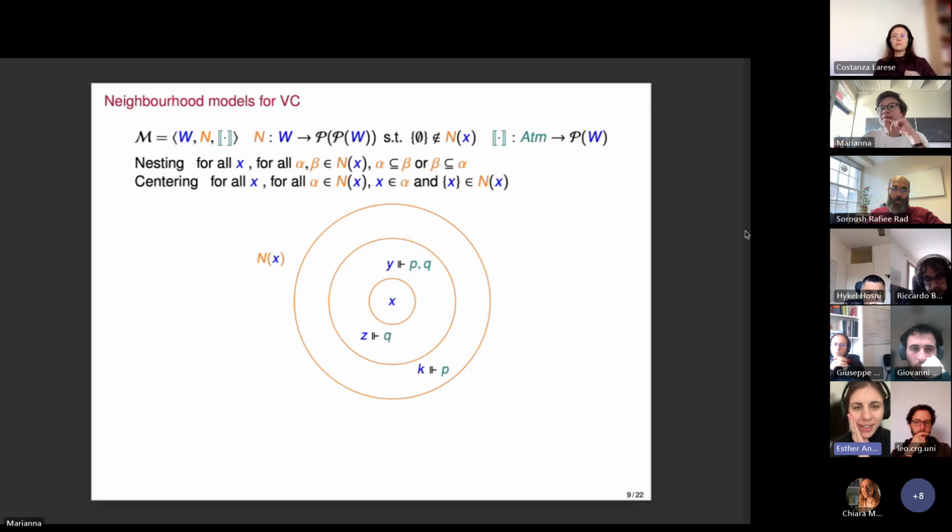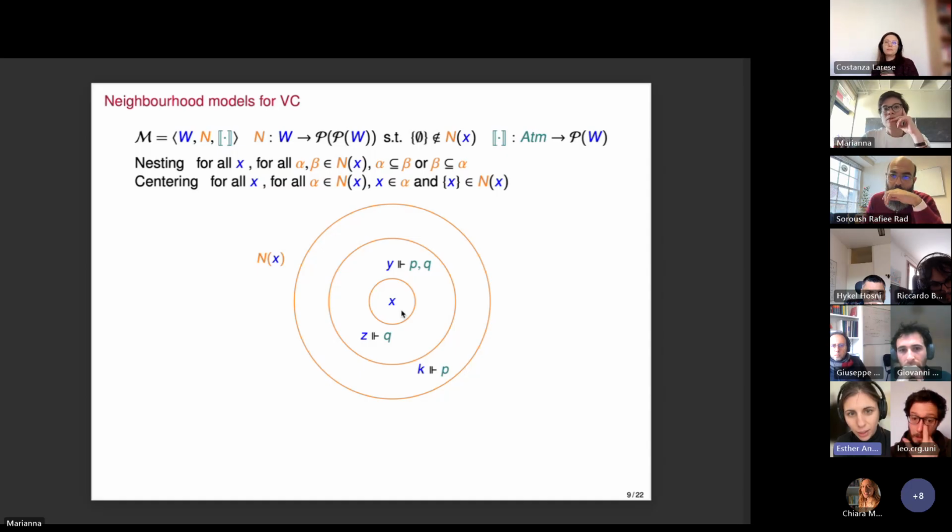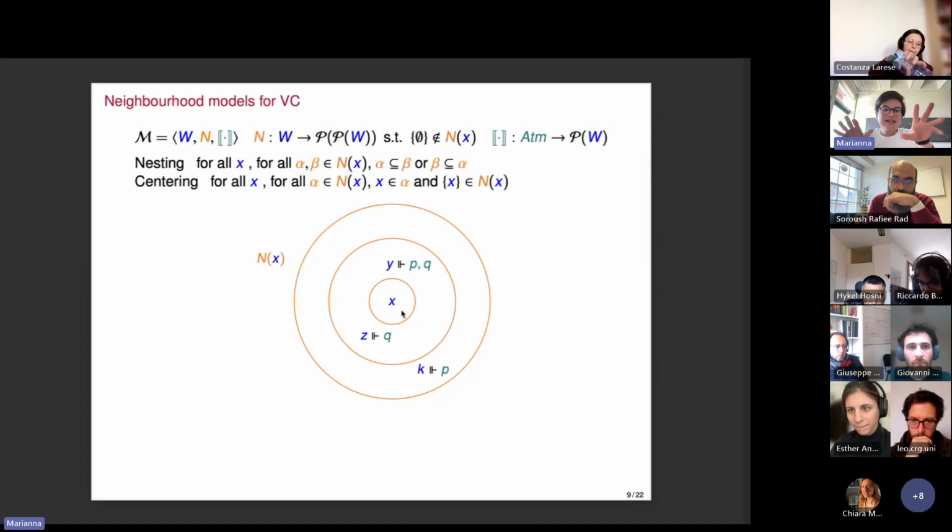Yeah, question? Do you have the valuation defined also on x? Or, in this example here, if there is nothing, it means that it does not satisfy neither p nor q. Yeah. In this simple example, x does not satisfy any propositional atoms, but of course it could have been different. Good point. It doesn't mean that you don't know. It means it doesn't satisfy p, it doesn't satisfy q, but we are in classical logic. Okay, thank you.